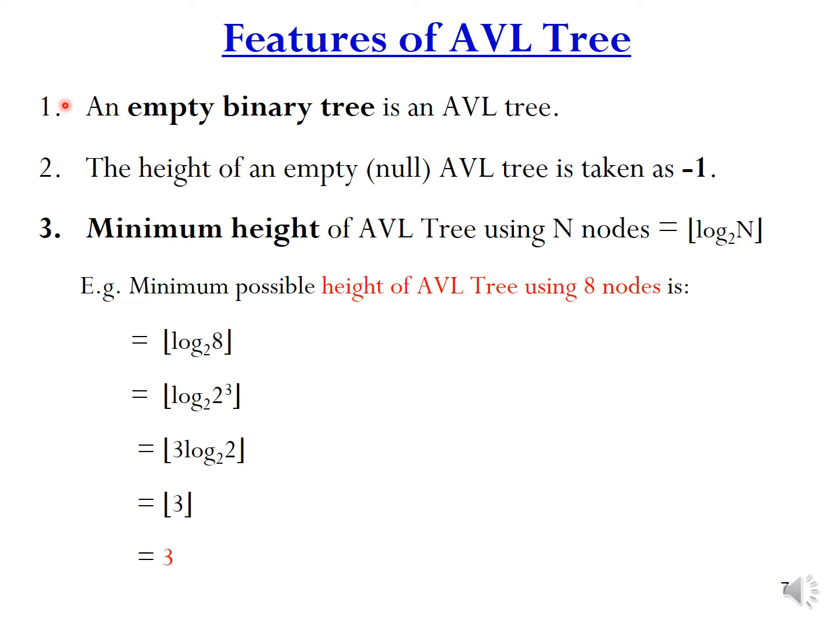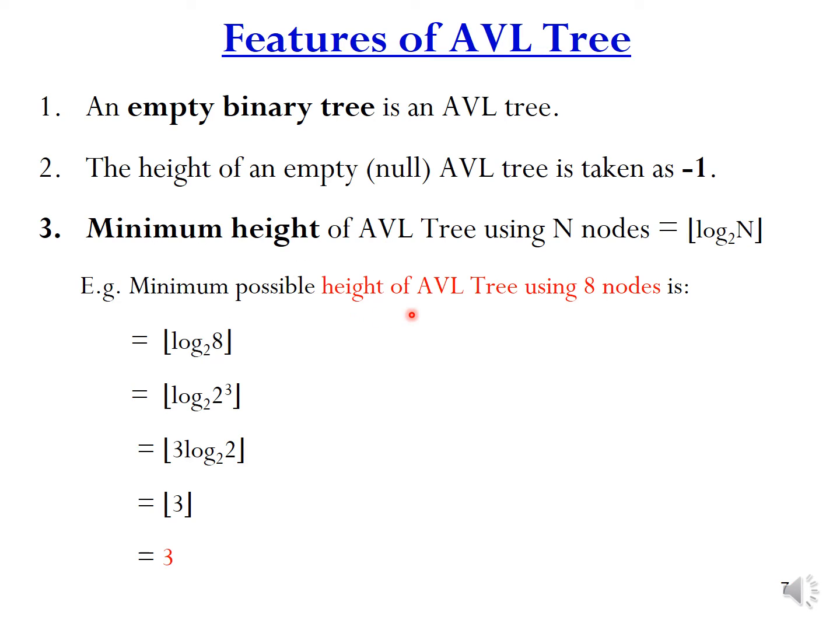The main characteristics of the AVL tree are: first, an empty binary tree is an AVL tree. And the height of an empty, that is null, AVL tree is taken as -1. Means the height of an empty or null AVL tree is always -1. And the minimum height of an AVL tree using n nodes is floor of log of n.